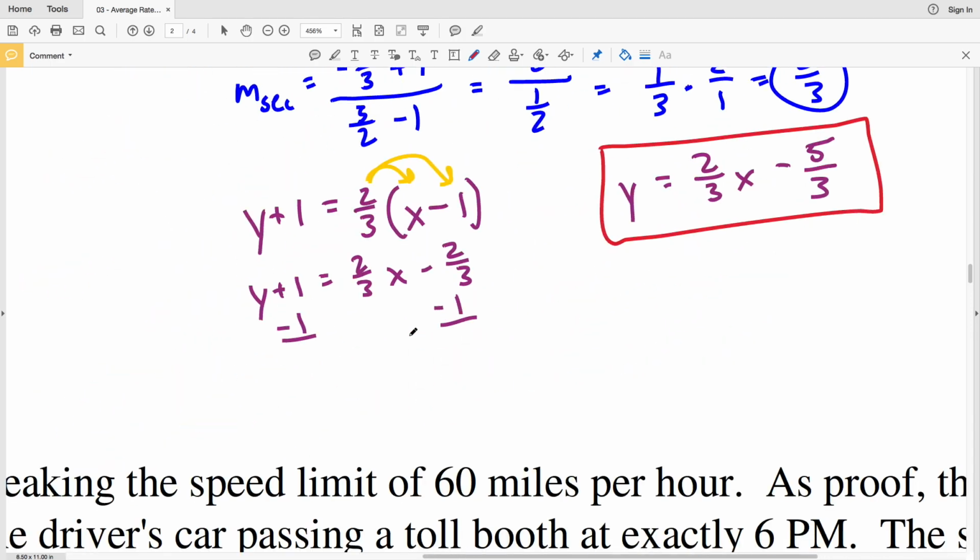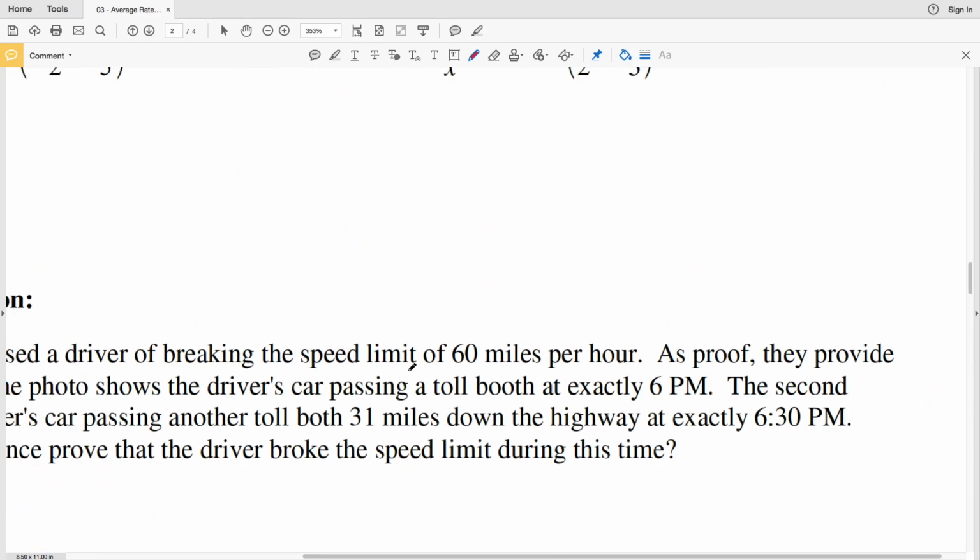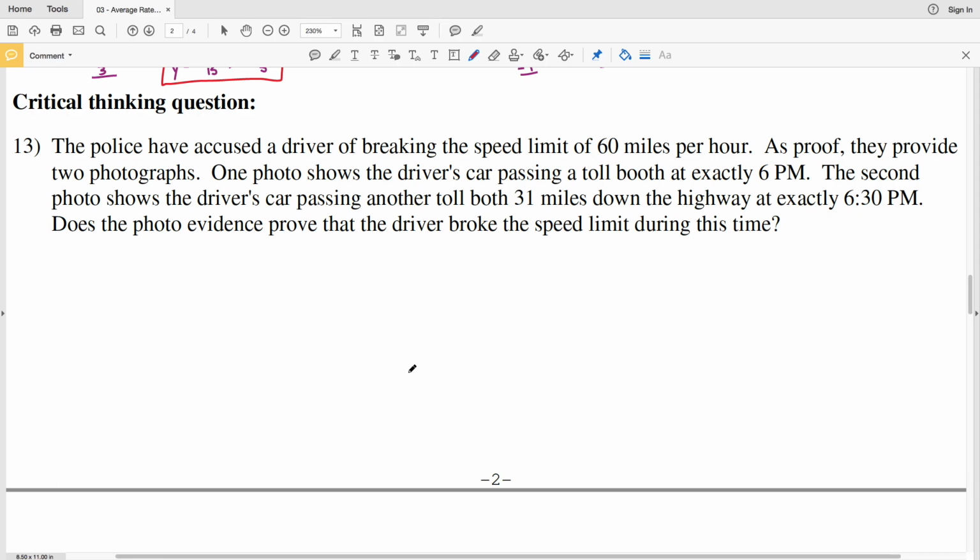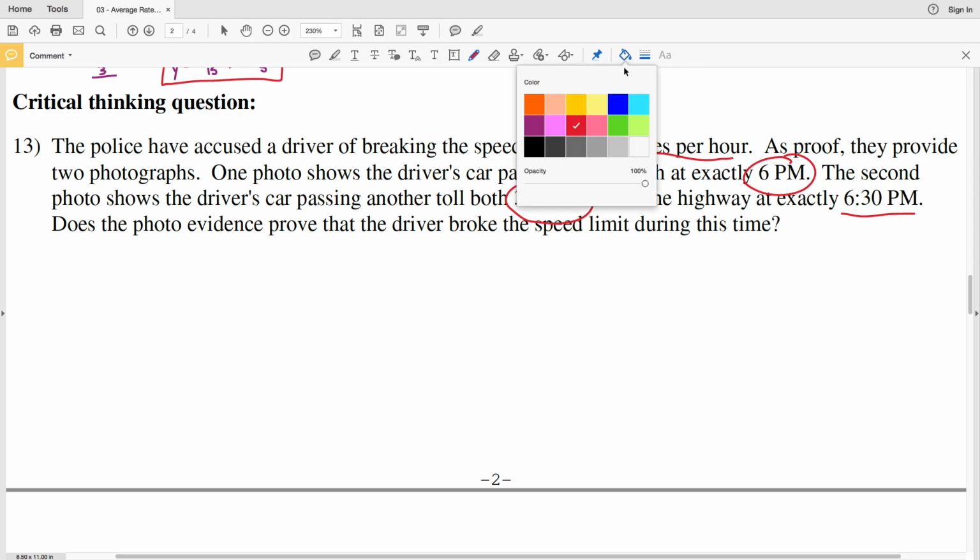Now onto our critical thinking question, the last question on this worksheet. It says that the police have accused a driver of breaking the speed limit of 60 miles per hour. As proof, they provide two photographs. One photo shows the driver's car passing a toll booth at exactly 6 p.m. The second photo shows the driver's car passing another toll booth. This is 31 miles away, 31 miles down the highway, at exactly 6:30 p.m. Does this photo evidence prove that the driver broke the speed limit during the time?